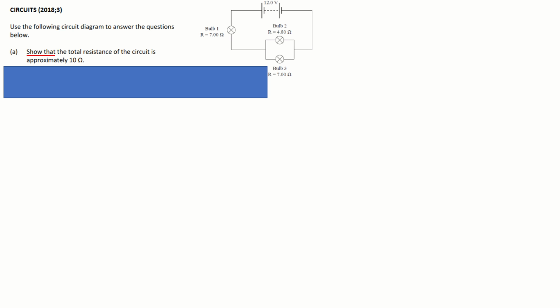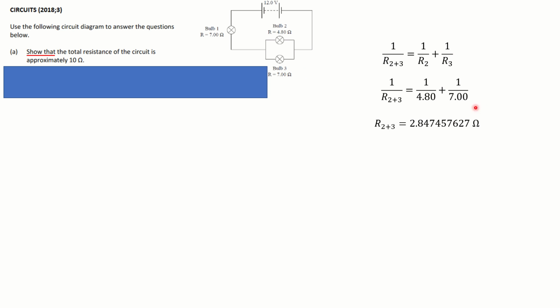So, the first thing we're going to do is look at our circuit diagram right here, and we want to start at this parallel bit right there. We want to work out the total resistance for that chunk. So that is 1 over the resistance of 2 and 3 together, which is 1 over the resistance of 2 plus 1 over the resistance of 3, which in this case is 1 over 4.80 plus 1 over 7, which gives us a total resistance for this chunk of 2.8474, etc.